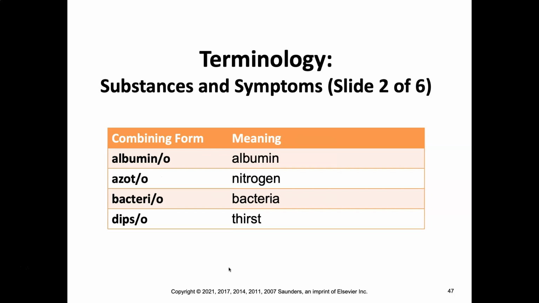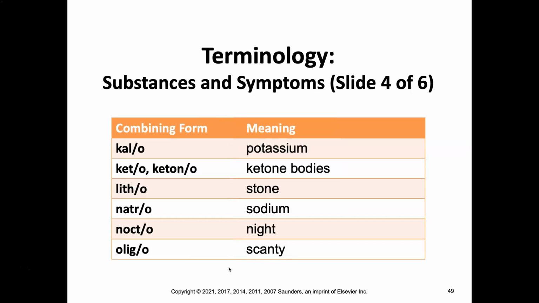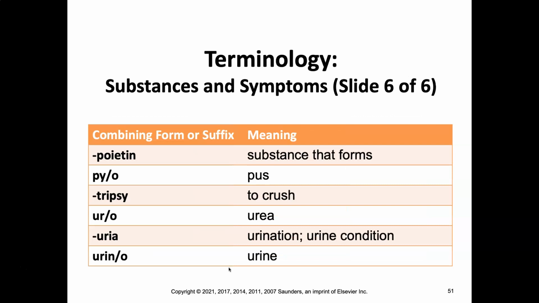albumino, azoto, bacterio, dipso, calo, keto, ketono, litho, nitro, nocto, oligo, poietin, pio, trypsi, uro, urea, and urino.